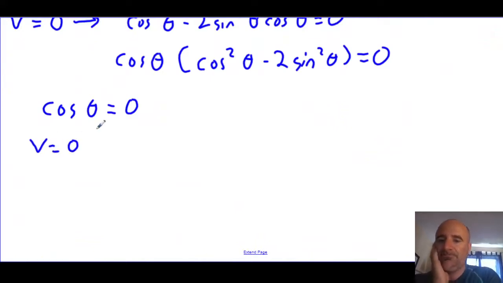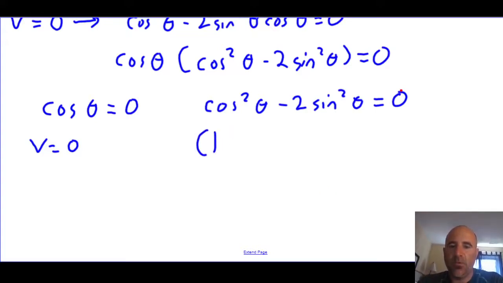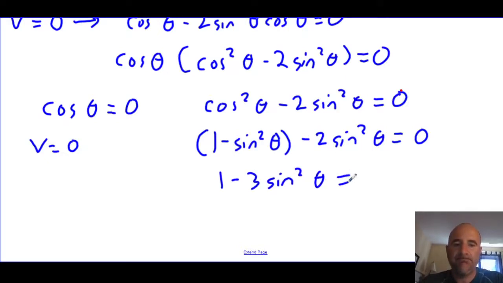It's certainly not optimal. Of course, the other possibility, which must be where our answer lies, is in this right here. And how do we solve that? Well, I think what I'll do is express everything in terms of sine. So this is 1 minus sine squared theta, subtract 2 sine squared theta is equal to 0. And that actually gives me 1 subtract 3 sine squared theta equals 0. Or I could say 3 sine squared theta equals 1, so sine squared theta equals a third.